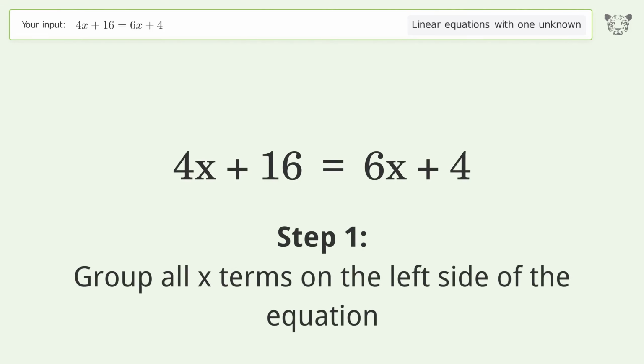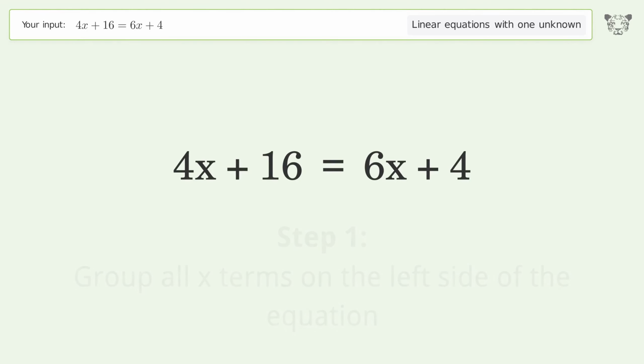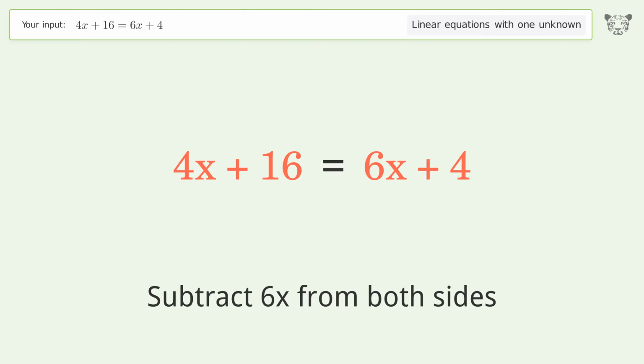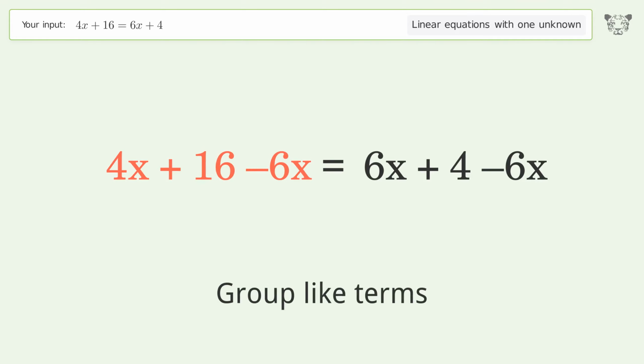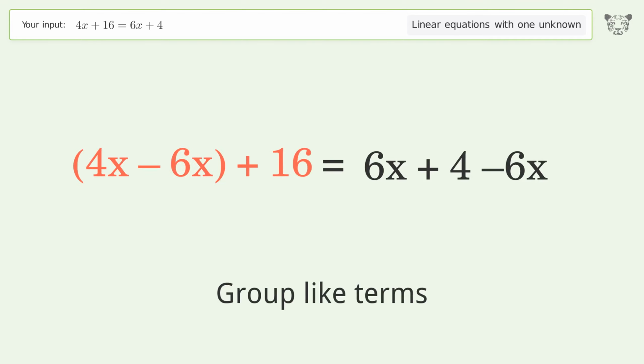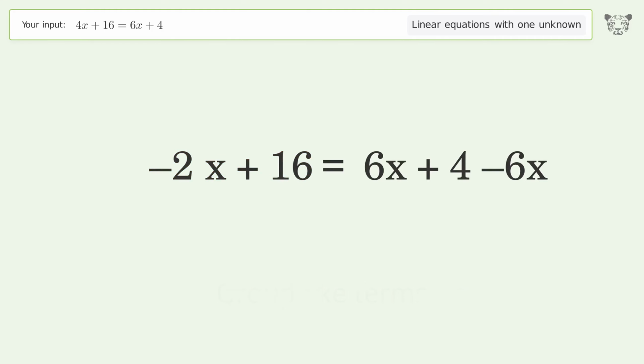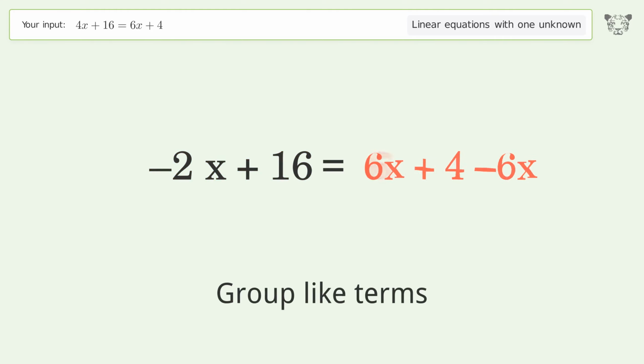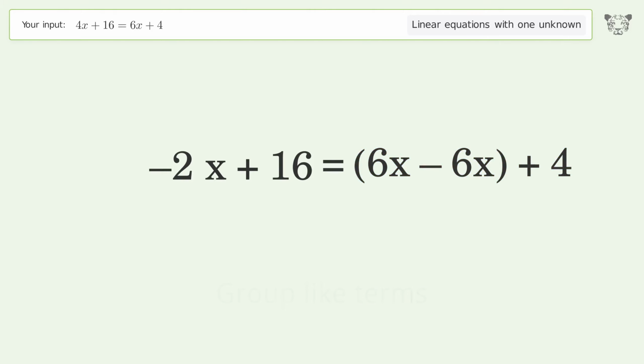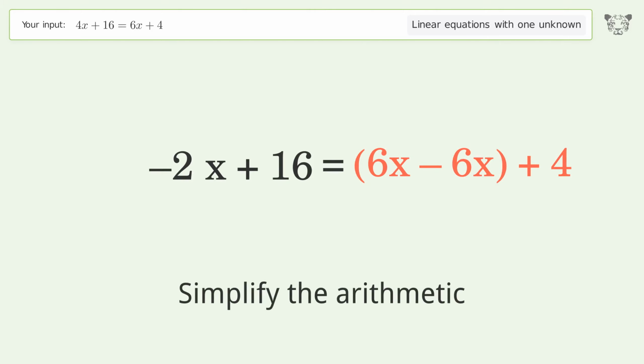Group all x terms on the left side of the equation. Subtract 6x from both sides. Group like terms. Simplify the arithmetic. Group like terms. Simplify the arithmetic.